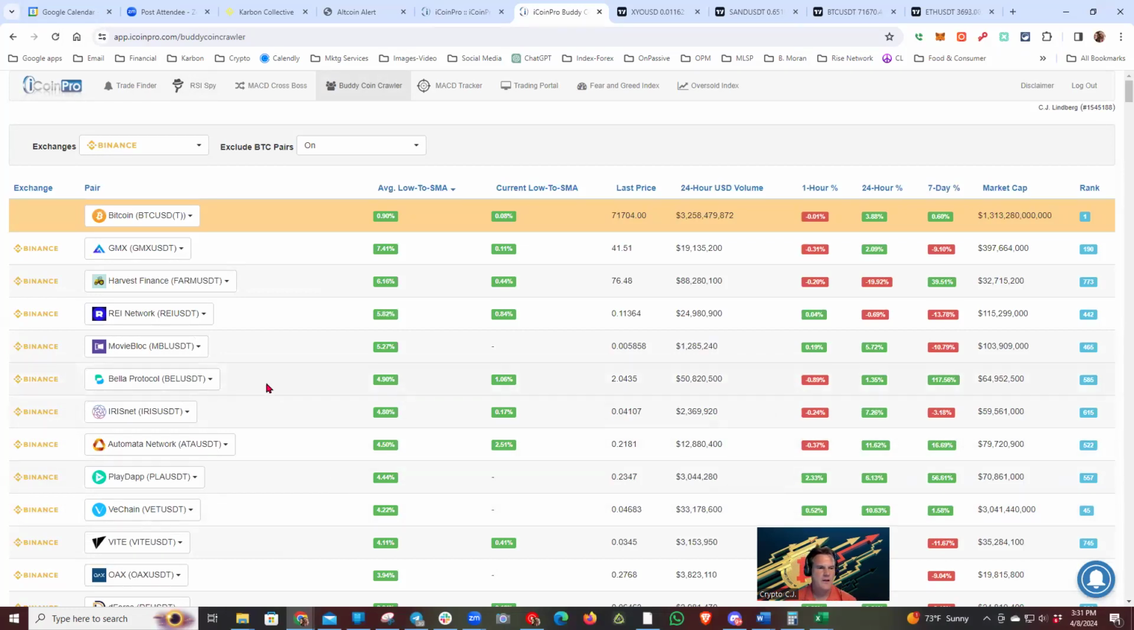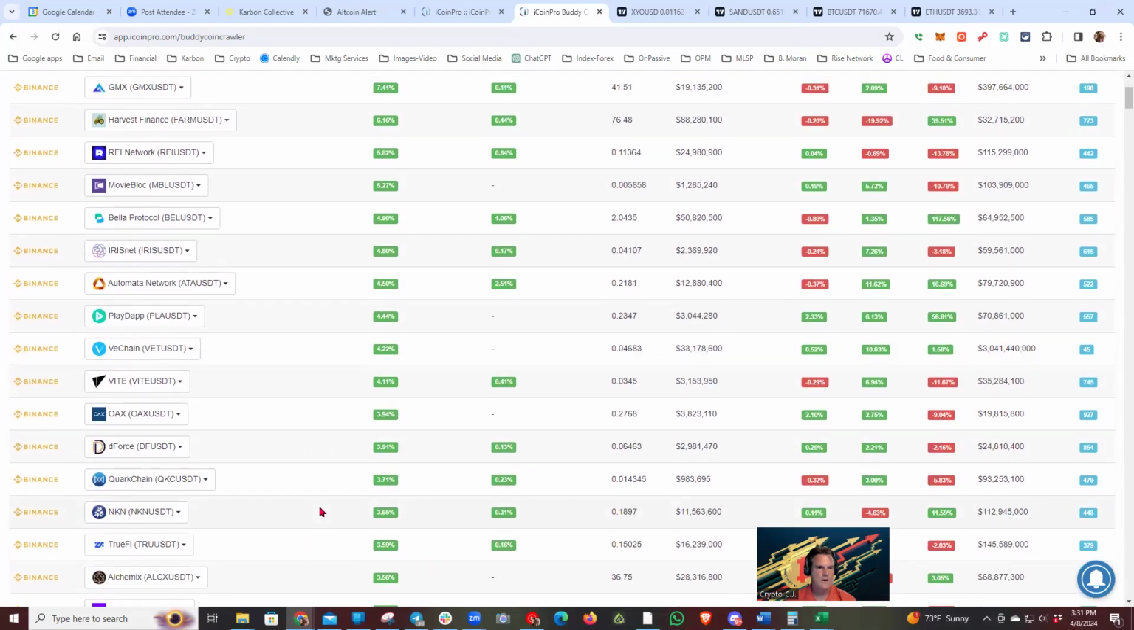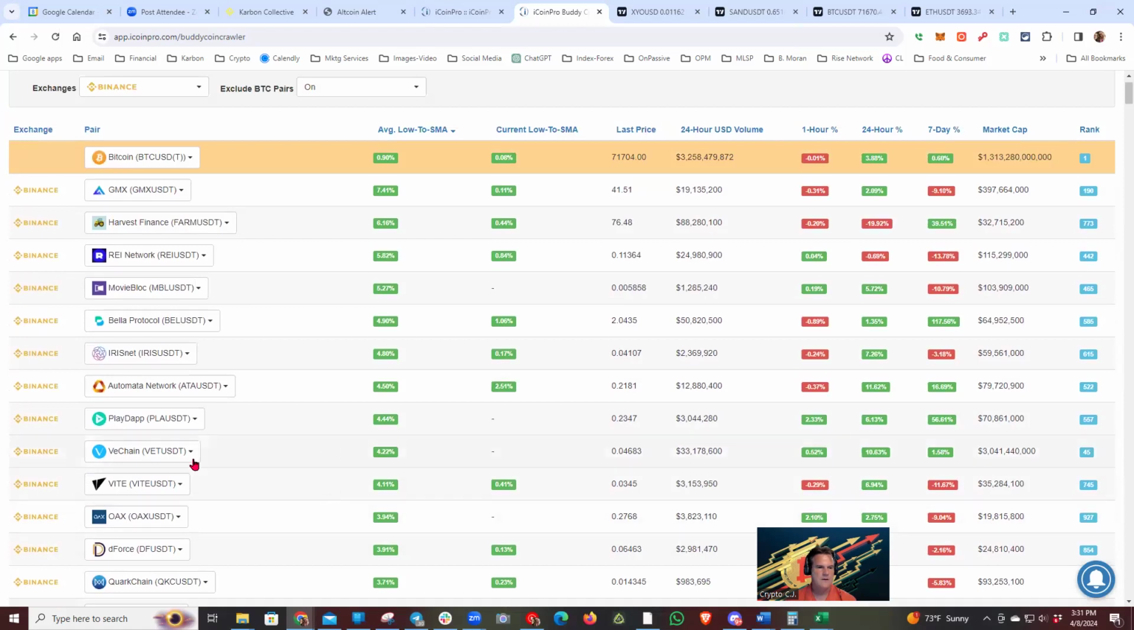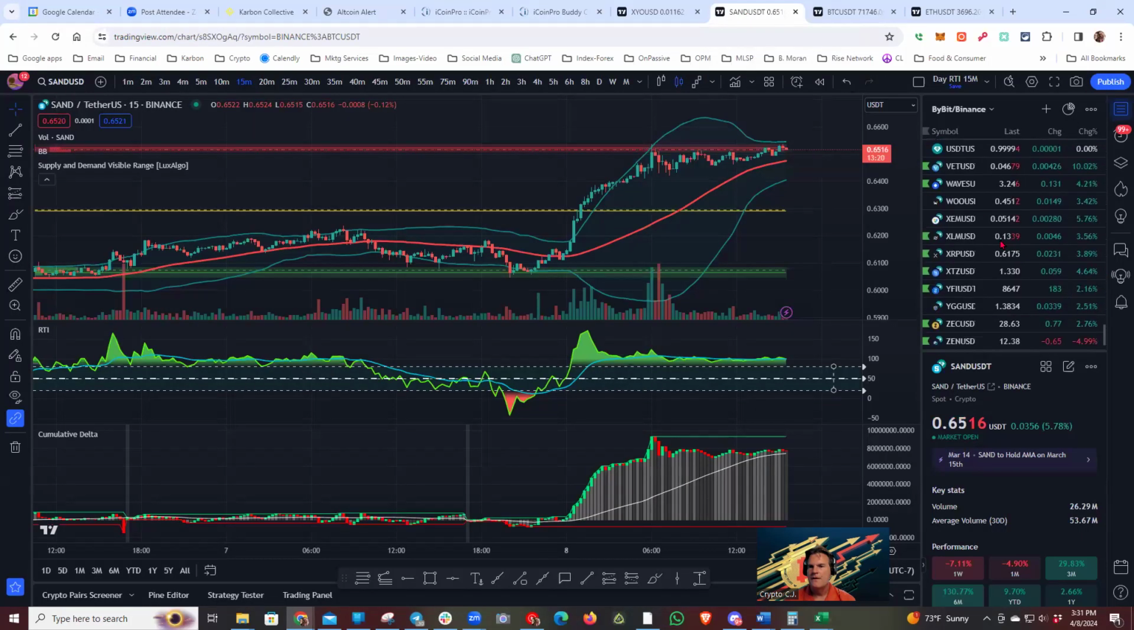Got Bella Protocol, VET, or VChain. I haven't looked at VChain in a while. You can use this drop-down menu if you want. It'll open up your most recent layout. But if I do that, it's going to open up a layout I don't want to use. So I'm going to go to the layout I want to use on VET.